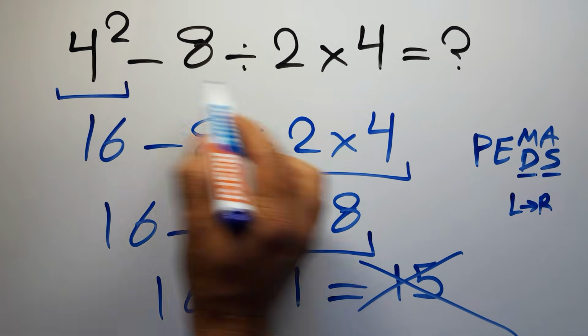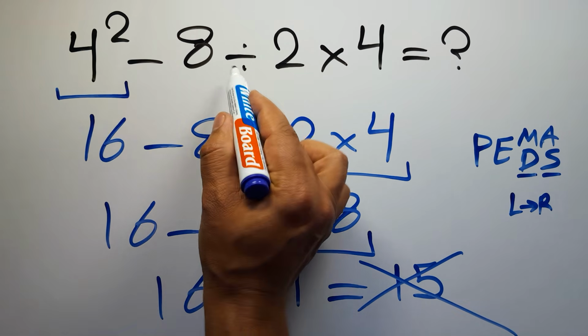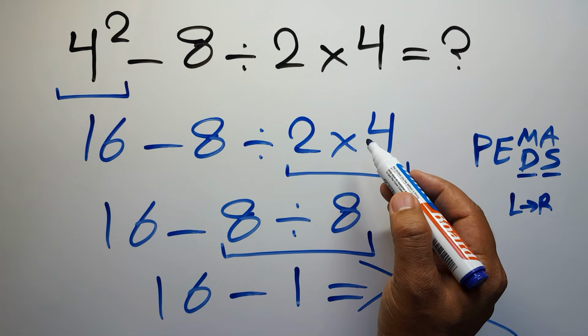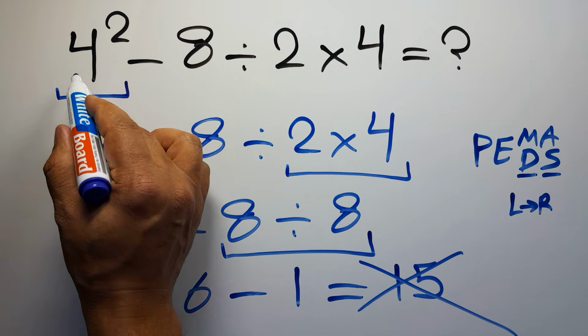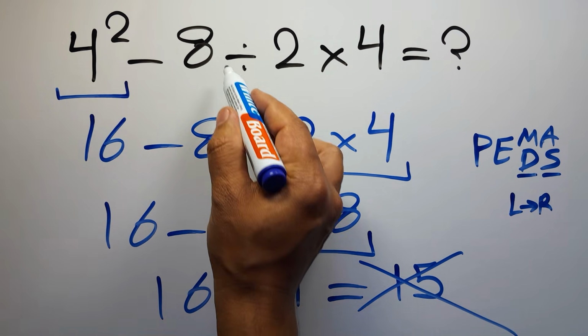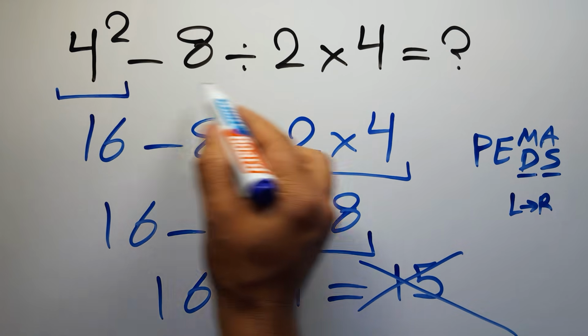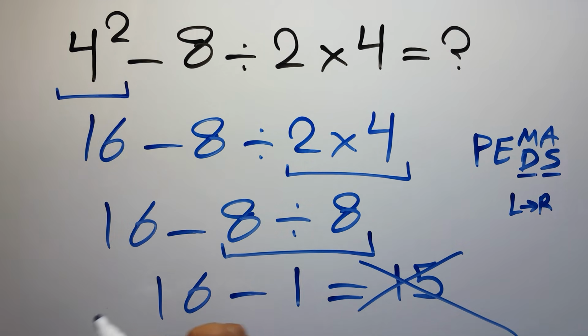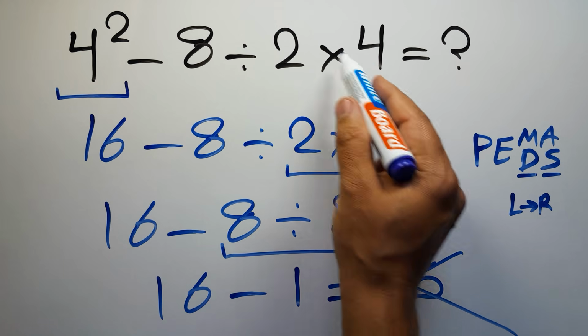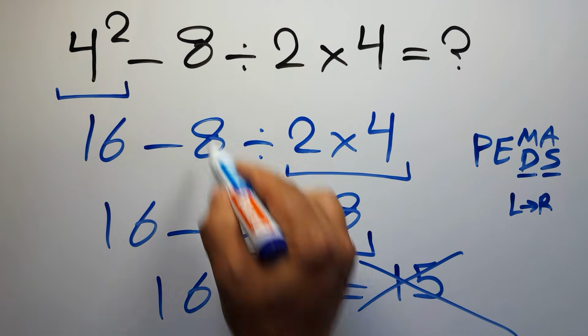In this expression, we have one exponent, one subtraction, one division, and one multiplication. According to the PEMDAS, first we have to do this exponent, then this division, then this multiplication, and finally this subtraction. If we do this multiplication before this division, it is wrong.